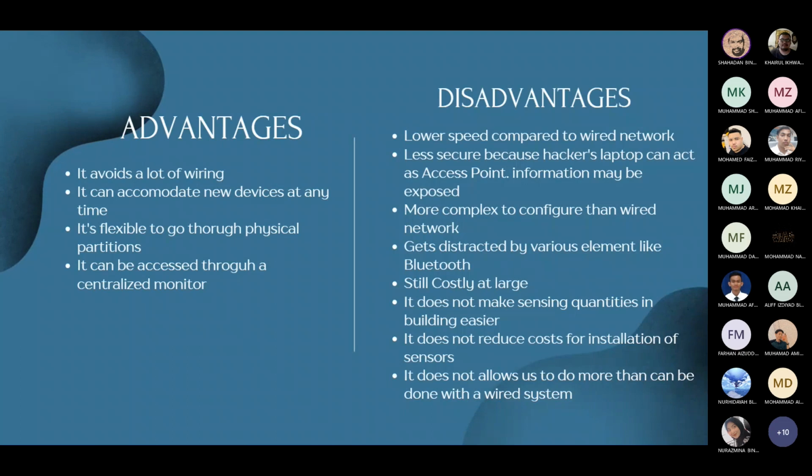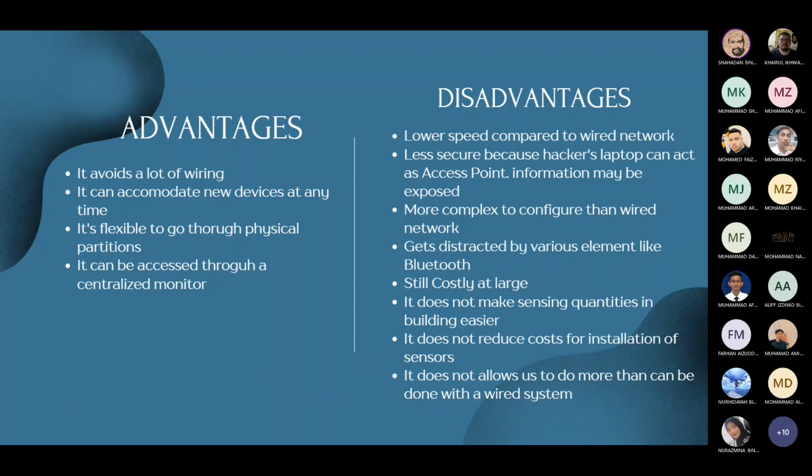And now for the advantages and disadvantages of wireless sensor networks. For the advantages, wireless sensor networks can avoid lots of wiring. They also can accommodate new devices at any time. They are also flexible to go through physical partitions, and can be accessed through a centralized monitor.